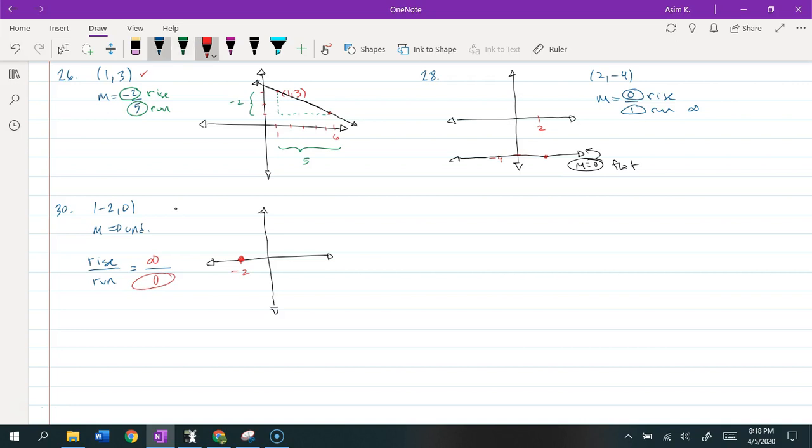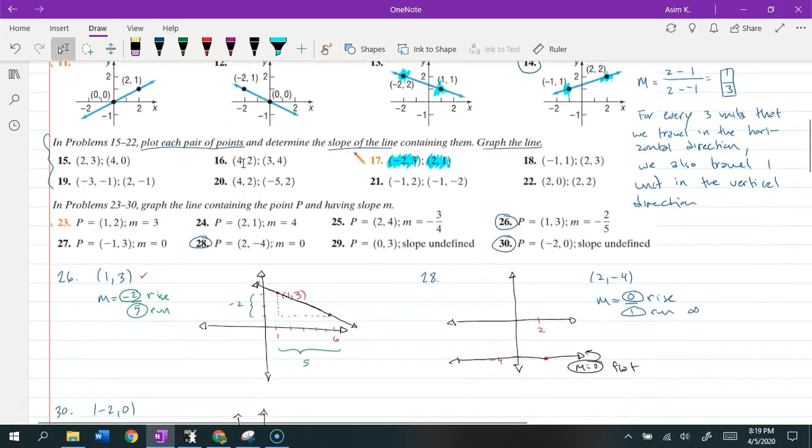So in other words, what we're trying to say here is you can continue to rise from that point. You can go up, you can go down. But what you cannot do from that point is you can't run from that point. So you can't go left or right. And therefore, a line that looks like this right here is always going to be a vertical line. So whenever you hear that the slope is undefined, you're automatically going to go ahead and make a vertical line.